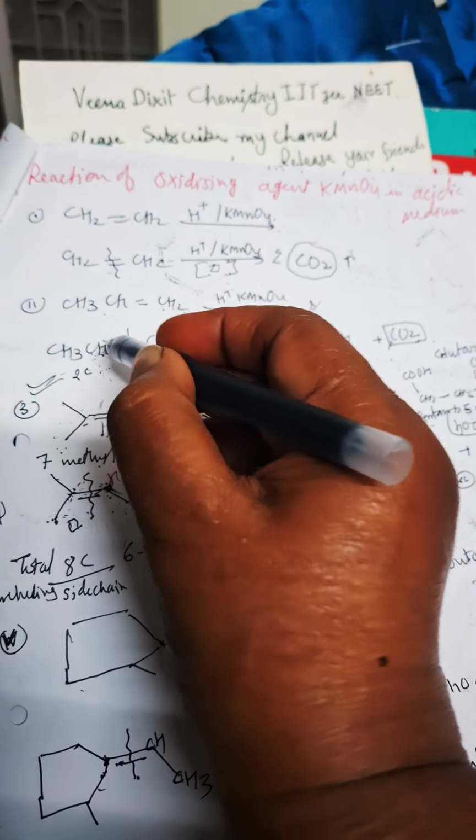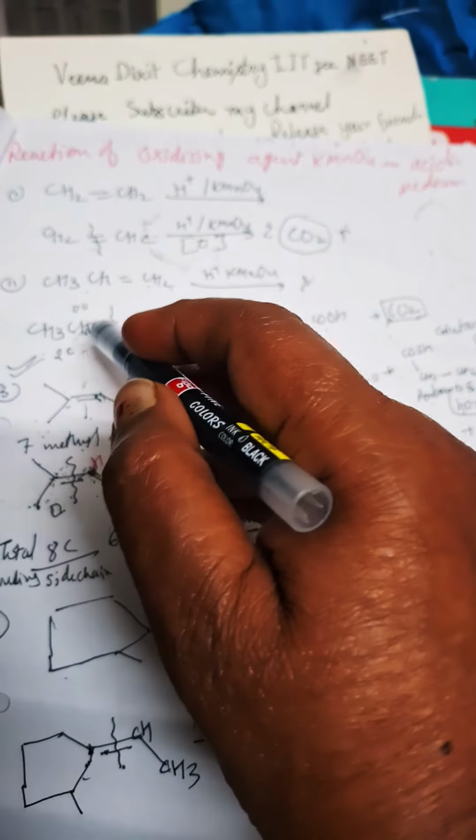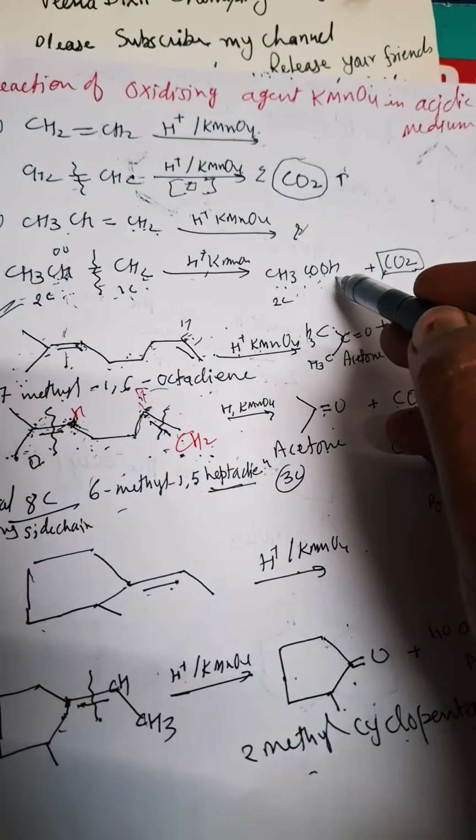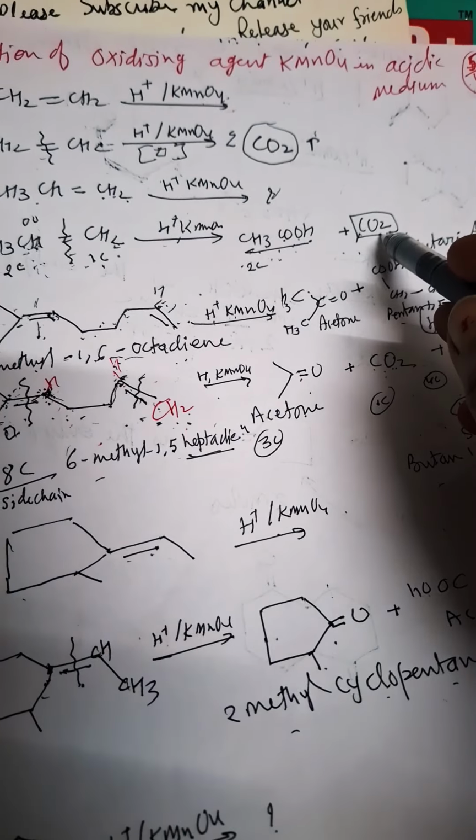2O will come here. See, 1O and 2O. So CH3COOH will be there. Okay, COOH, double bonded O or OH. So it will become a 2 carbon acid and the terminal carbon is oxidized to carbon dioxide.